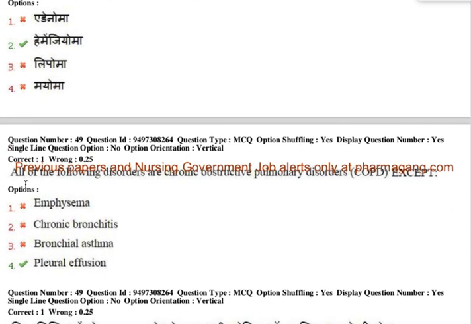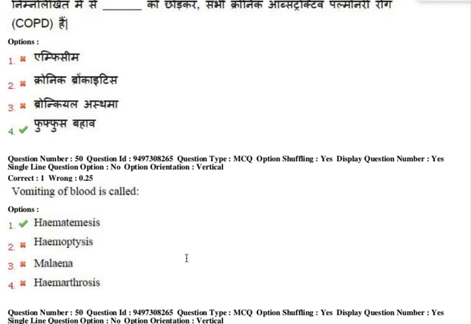Next question. Question number 49. All of the following disorders are chronic obstructive pulmonary disorders, COPD, except. Right answer is fourth, pleural effusion. Pleural effusion is not a part of COPD; emphysema, chronic bronchitis and bronchial asthma are part of COPD disorder. Next question. Question number 50. Vomiting of blood is called. Correct answer is hematemesis.